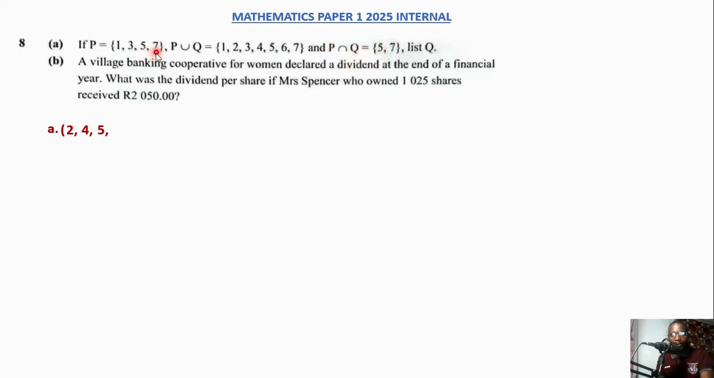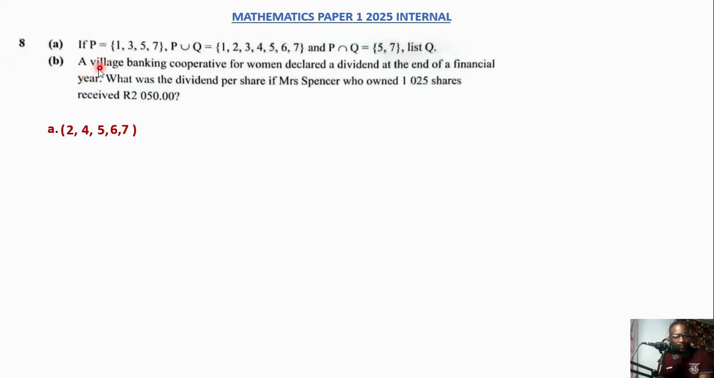Okay, then what about 6? Okay, 6 is not in P, but it is there in the union set. Okay, when they say P union Q, they're saying everything for P and Q. So 6 is in Q. Okay, so 6 is also in Q. Then finally 7. 7 is in set P, but the intersection set is saying even 7 is being shared. Okay, it is both in P and in Q. So this is how you answer such a question. Very simple and interesting. All right.